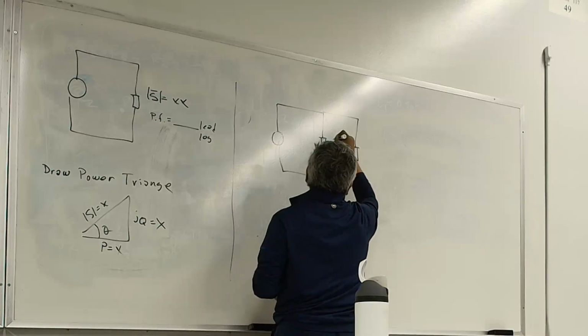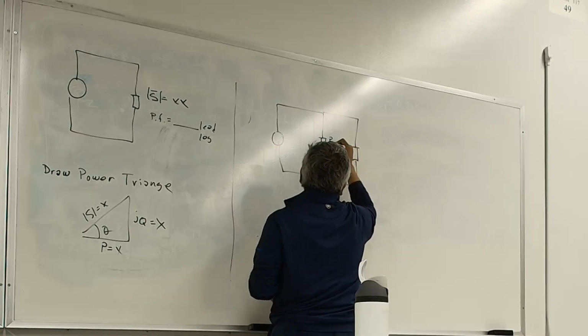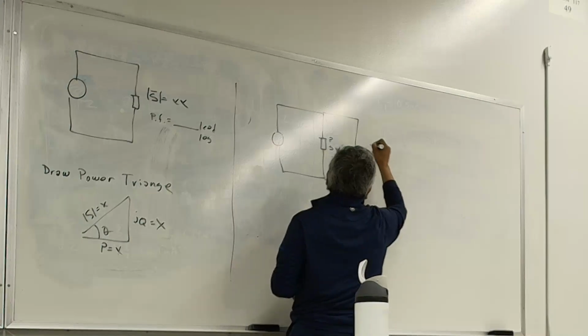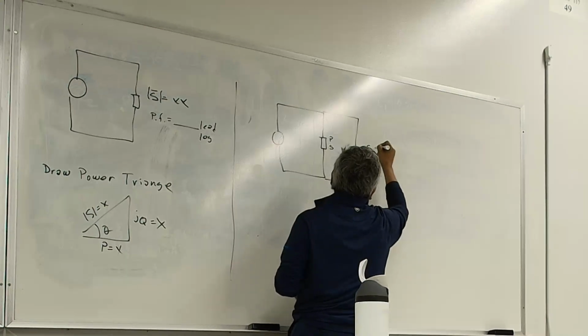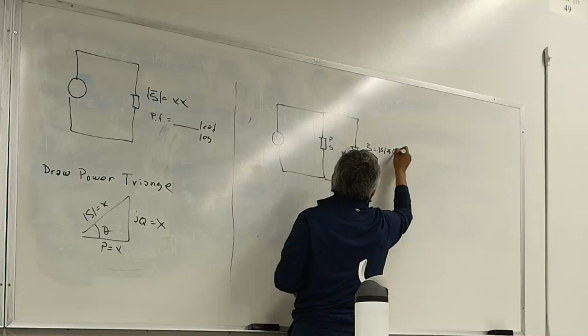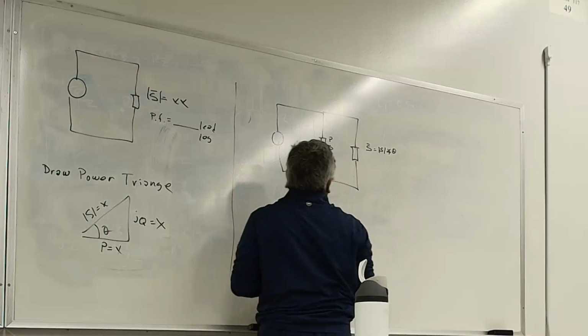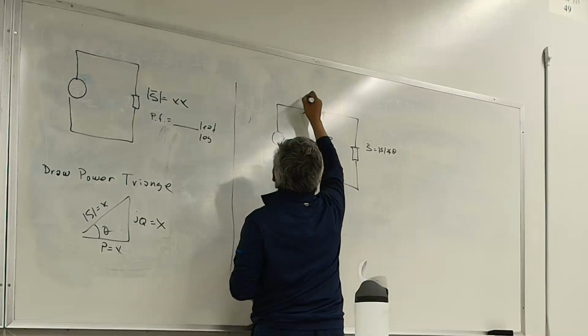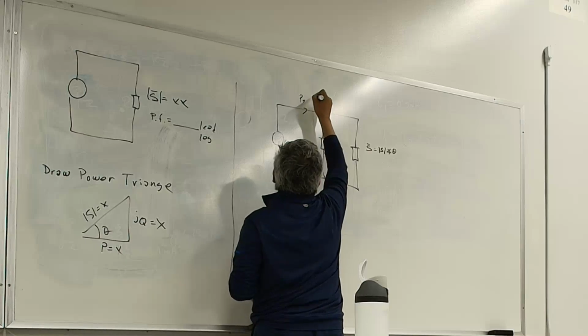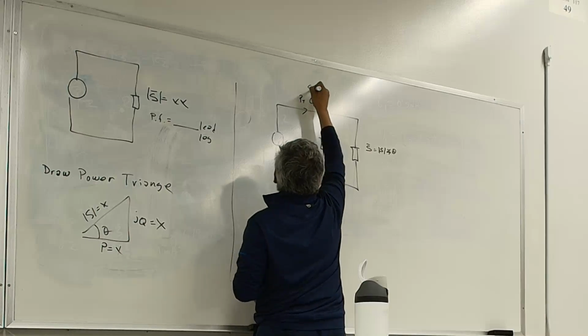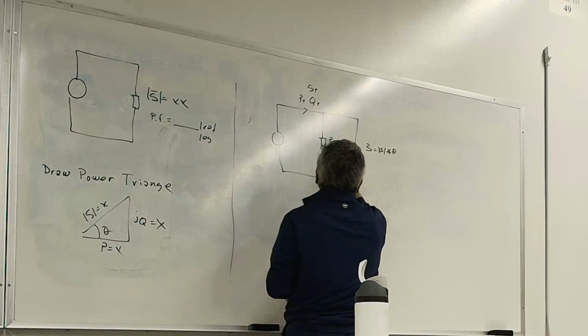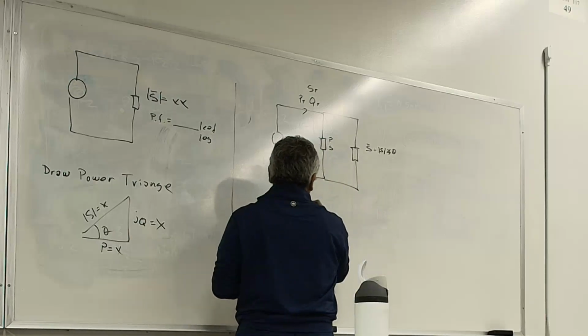And I give you the real power and the reactive power, and I give you S in this form, magnitude and theta, and I am asking for the P total, Q total, and S total. You should be able to do that, right? And then write the power triangles.